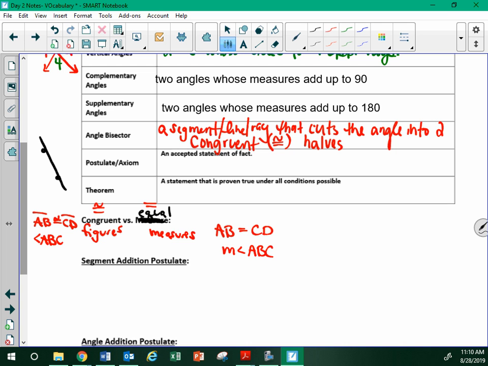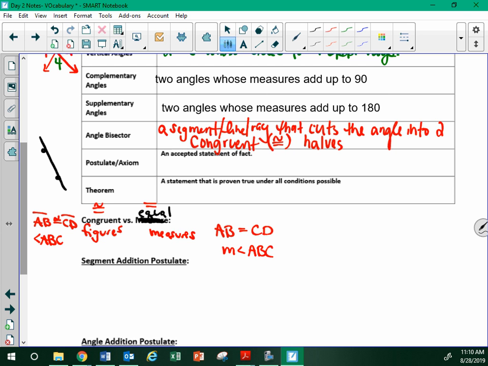Now a theorem is where we can take statements we know to be true to prove other statements to be true. So a theorem is a statement that is proven true. A postulate is a statement we accept as true but cannot be proved. So super basic, we accept it as true but we can't prove it. Theorem, we can prove that.